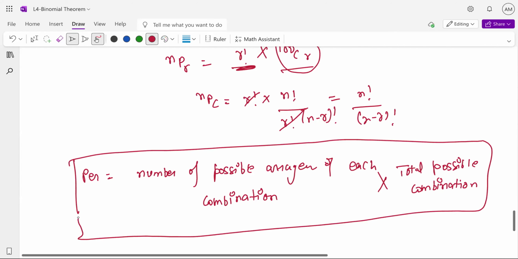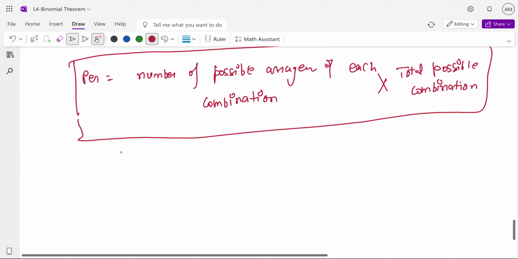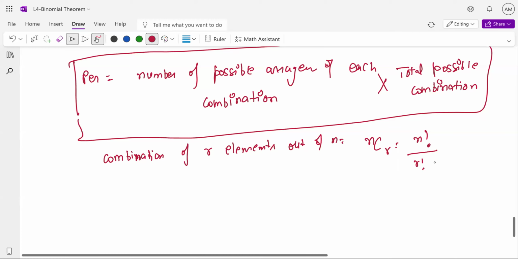So I'll be just writing in a final sense what is the formula. If I'm writing combination of R elements out of n, it will be nothing but NCR, n factorial divided by R factorial, and it is n minus R factorial.